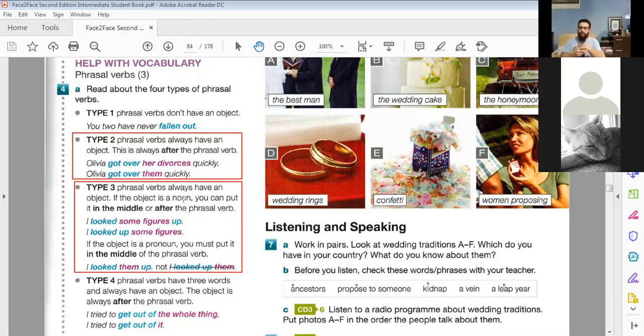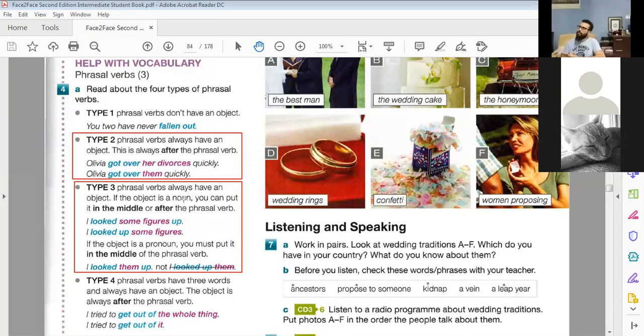So, Olivia got over her divorces quickly. She got over them quickly. Okay, so it's obvious. The object is after the phrasal verb. Now type three, here it's a bit of an option. The object, if it's a noun, you can put it in the middle or after the phrasal verb. So I looked some figures up. I looked up some figures, right? You can do it either way.